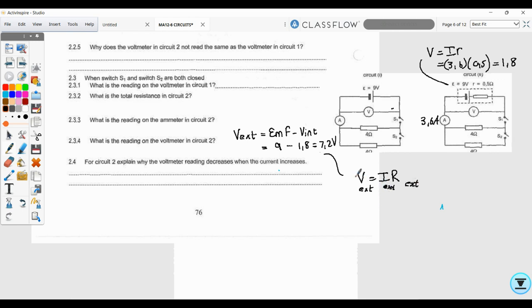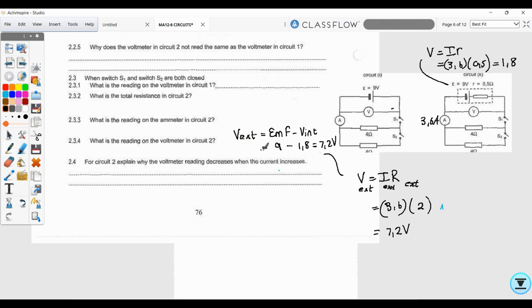So then, what is V external? Well, that's what we want. Do we have the current? Yes, we know that is 3,6. Do we know what the external resistance is? So that means we get 7,2 volts.